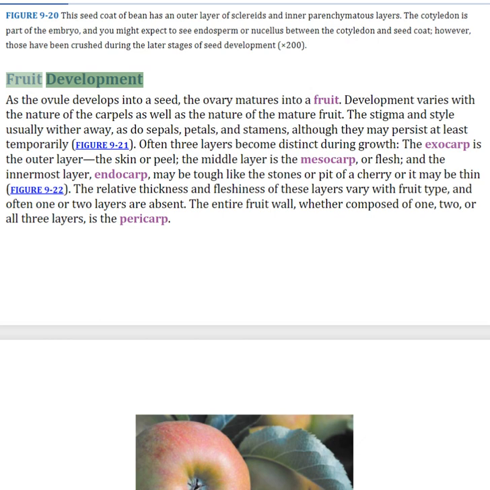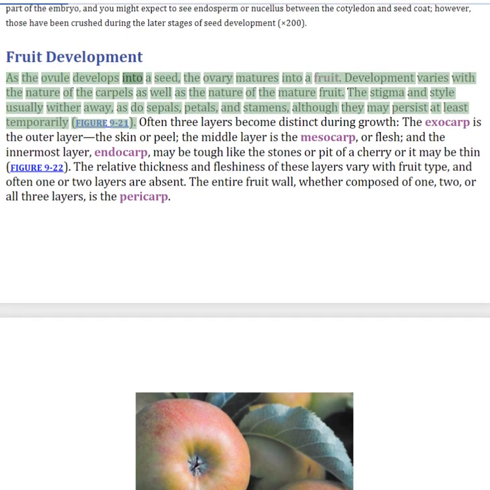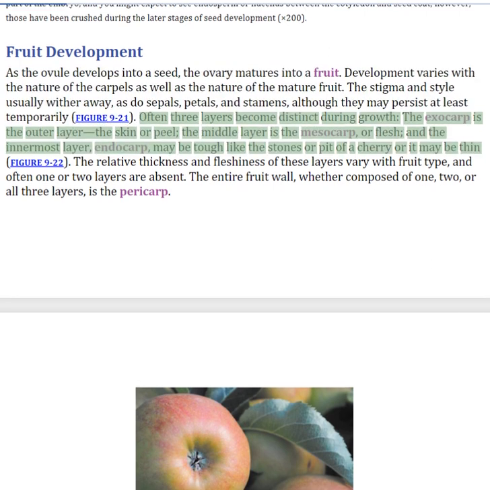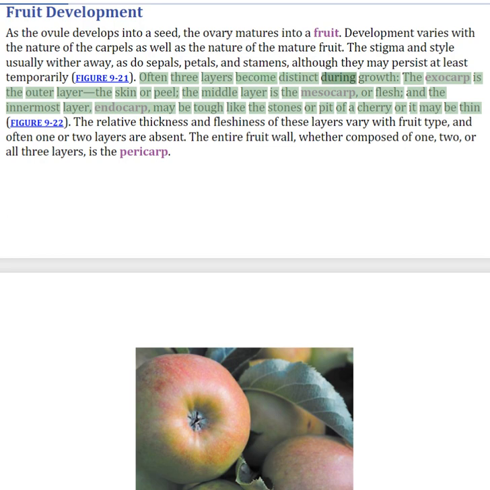Fruit development. As the ovule develops into a seed, the ovary matures into a fruit. Development varies with the nature of the carpels as well as the nature of the mature fruit. The stigma and style usually wither away, as do sepals, petals, and stamens, although they may persist at least temporarily. Often 3 layers become distinct during growth.